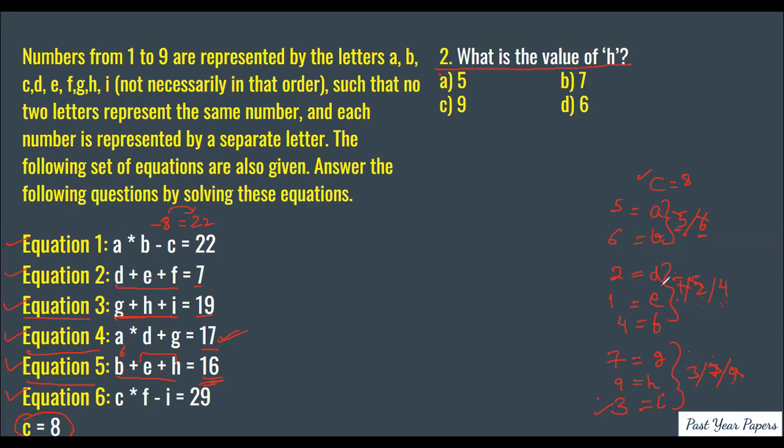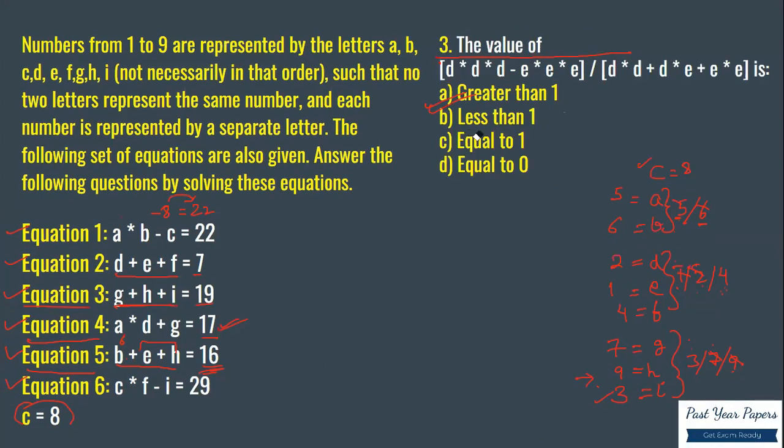So what is the value of H? Where is H? Okay, H is here, 9. H is 9. C option. This was pretty easy because we have already found out the values of all the alphabets. Let's go to the next question.